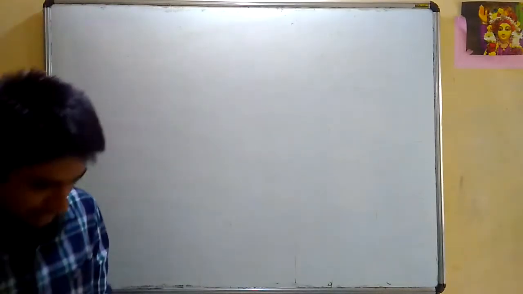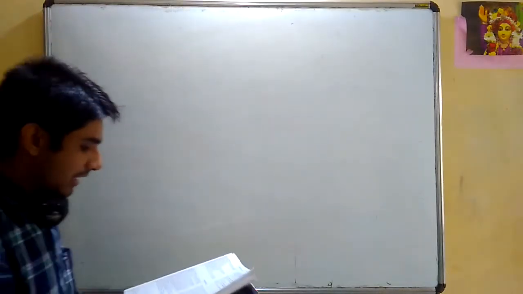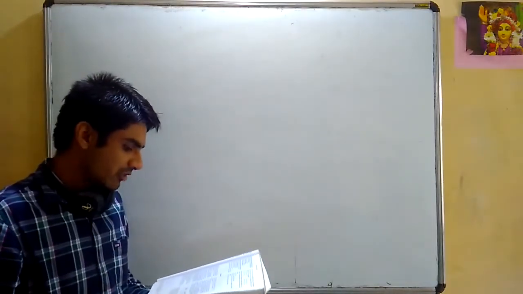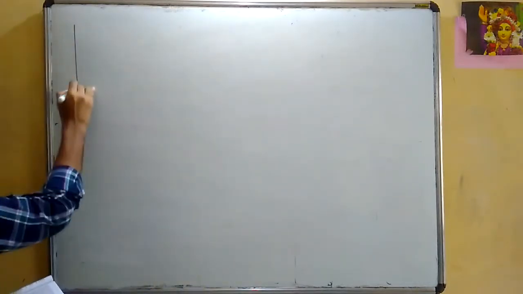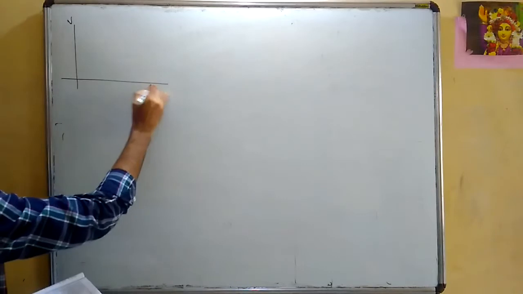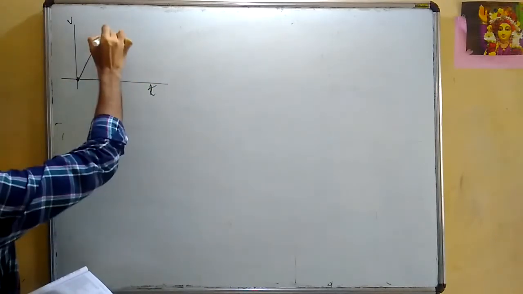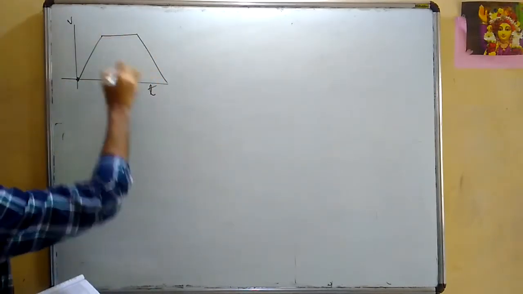Yeah, so now let us move to the 6th question. Question number 6: a particle of mass 50 gram moves on a straight line. The variation of speed with time is shown in the figure. A V-t graph is given in the picture. This is V and this is T. Initially the particle was accelerating, then moving with constant speed and then retarding.